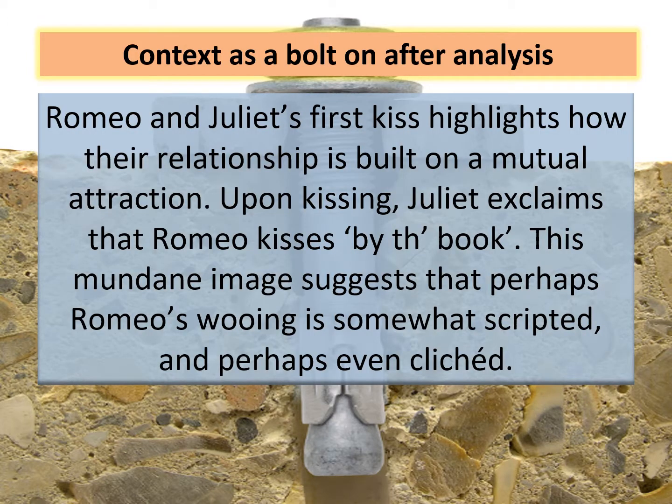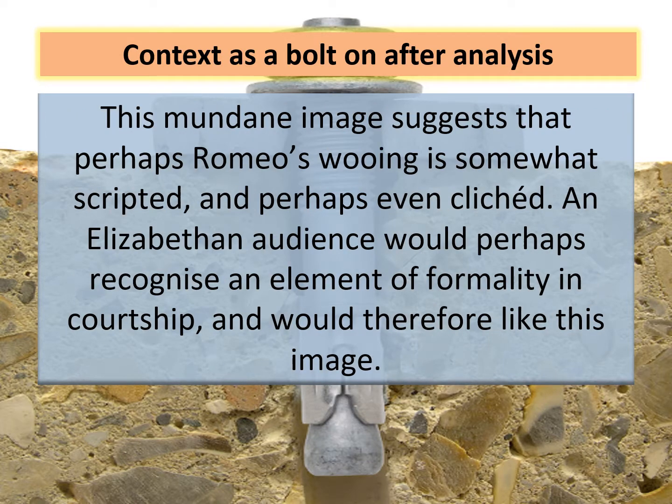So here's an example. "Romeo and Juliet's first kiss highlights how their relationship is built on a mutual attraction. Upon kissing, Juliet exclaims that Romeo kisses by the book. This mundane image suggests that perhaps Romeo's wooing is somewhat scripted and perhaps even cliched." So here we have our analysis, and the contextual analysis could be the following. "An Elizabethan audience would perhaps recognize an element of formality in courtship and would therefore like this image."